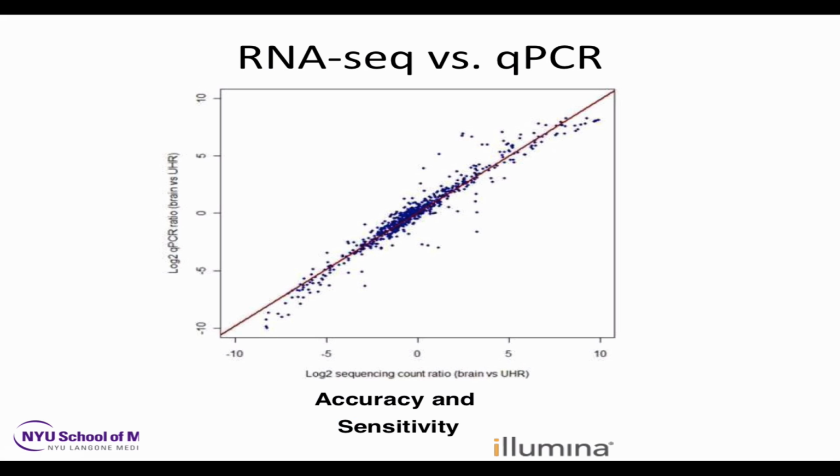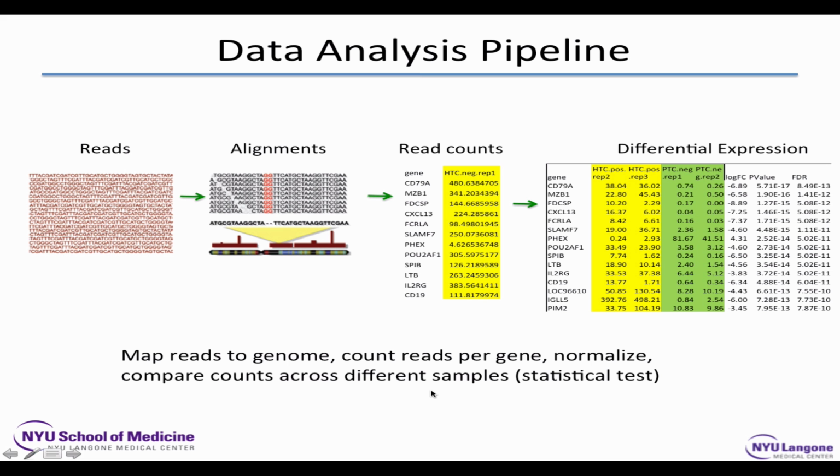This is another Illumina slide showing that they think that their RNA-Seq gene expression values correlate closely with qPCR. So accuracy and sensitivity for RNA-Seq.